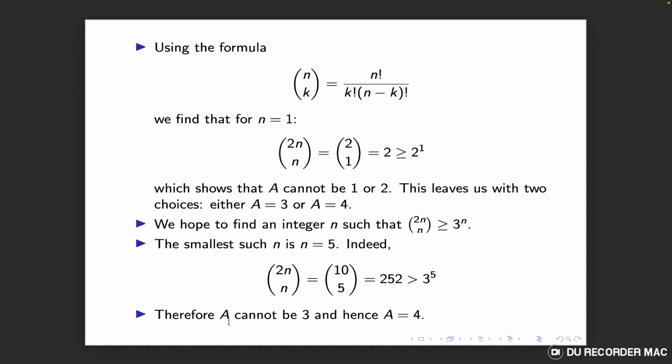And so a cannot be 3, so therefore a is equal to 4. So the smallest integer that bounds the nth root of 2n choose n from above is a equals 4, and that's exactly what we wanted to find.